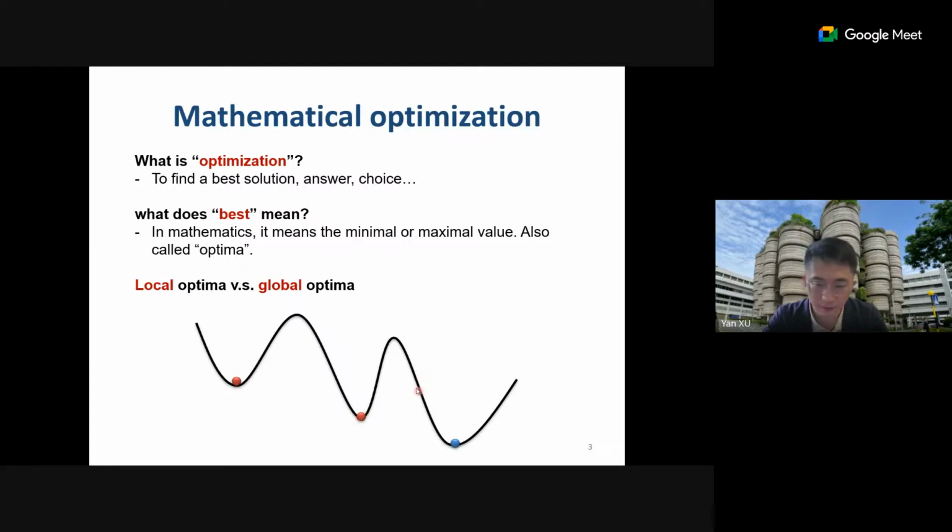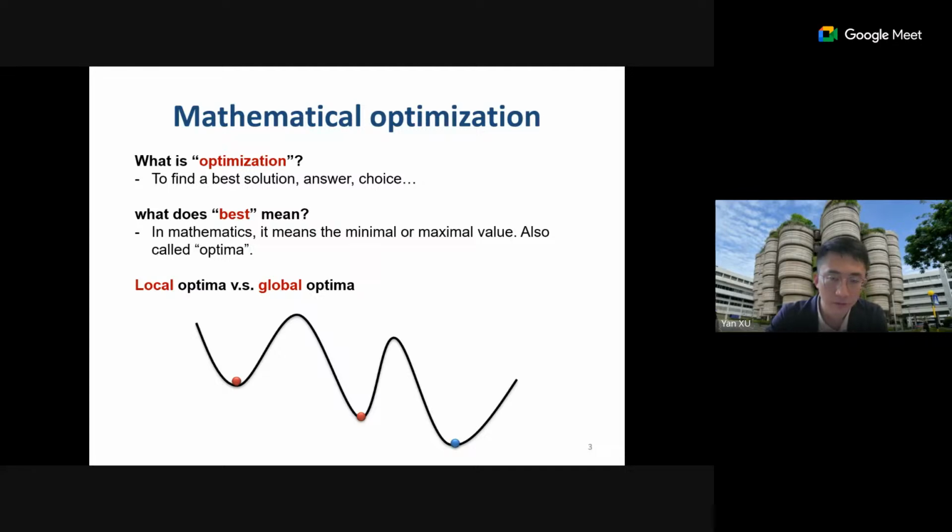But if you are lucky enough and start from this part, you will converge to the true global optimal value. So you can see that for this complex problem, whether we are able to find the global optima depends on our starting point. That is something you have to understand for local optima and global optima. Of course, as I said, we want to find the global optima. So later on, I will introduce some criteria. We need to make sure that this problem is convex.